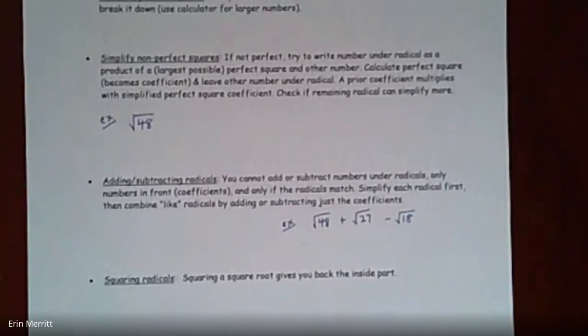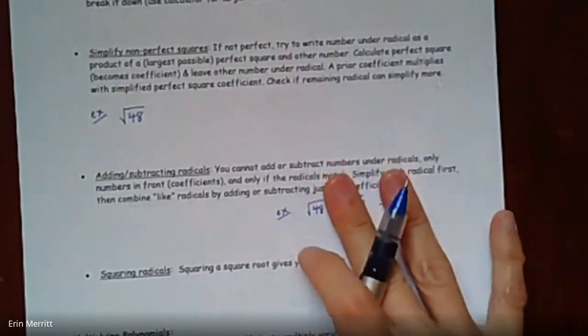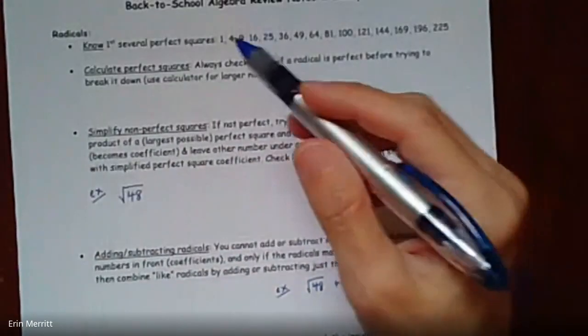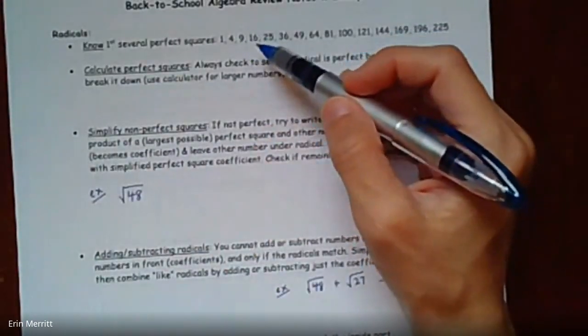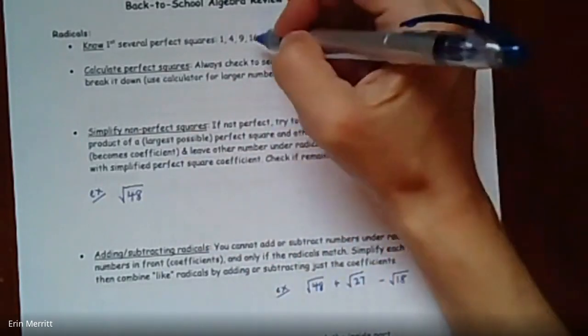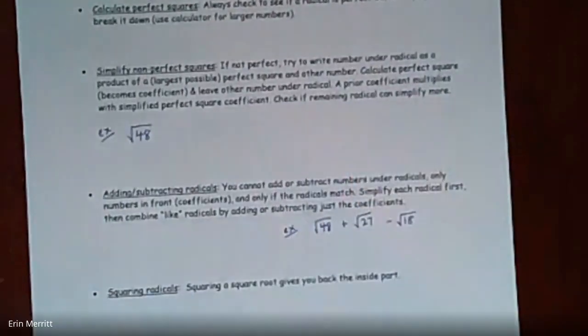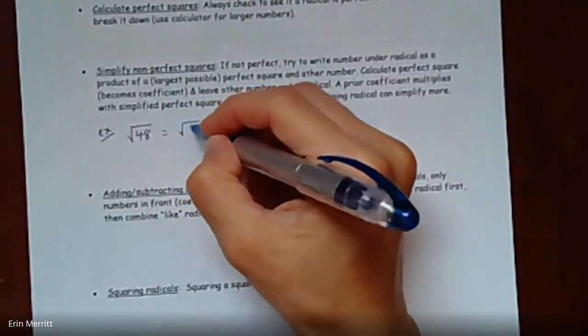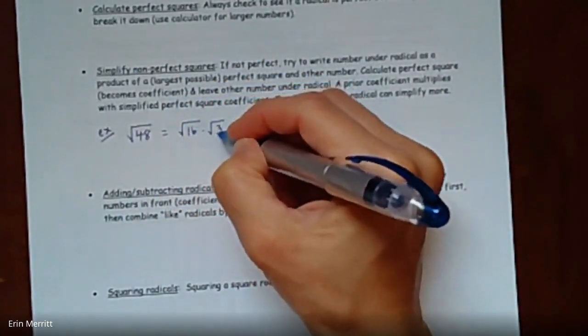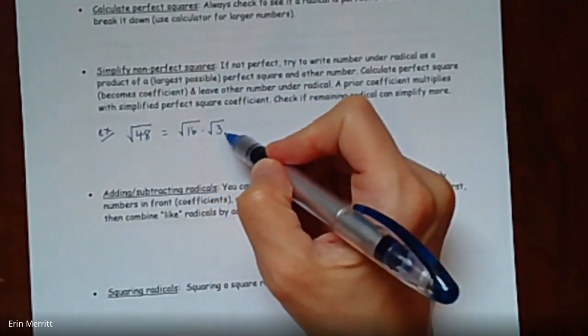For that first example, where it's radical 48, what I want you to remember when you think about that list of perfect squares is that you're trying to find the largest factor of 48 that is a perfect square. In this case, it would be 16 and 3. How I want you to think of it is you're going to break this into radical 16 times radical 3. So always the perfect square and then whatever's the leftover.